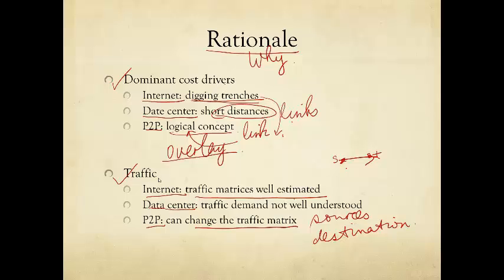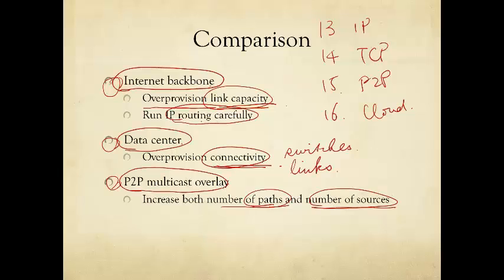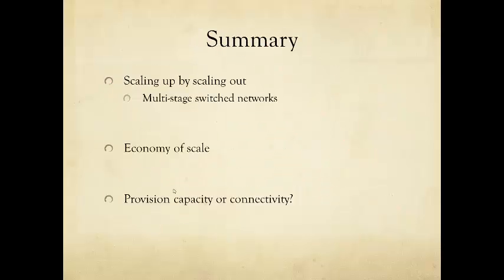So because of the difference in cost drivers and the difference in traffic understanding and control, we are led to this philosophical difference in provisioning capacity versus provisioning connectivity, even to the extreme case as we compare Internet backbone with data center and P2P. So in summary, for today, we saw how we can scale up by scaling out through the idea of multi-stage switch network. We can go a lot more into the details of different variants of multi-stage switch interconnection networks. We could also go into more detail of other dimensions of a data center operation. Part of that will be covered in advanced material.